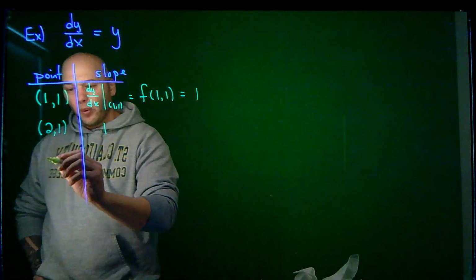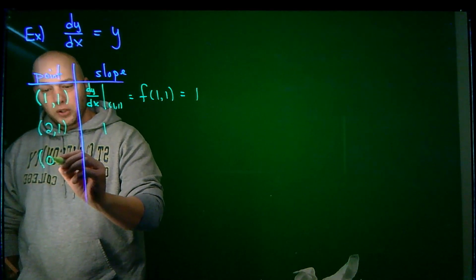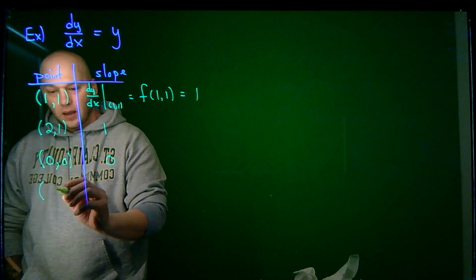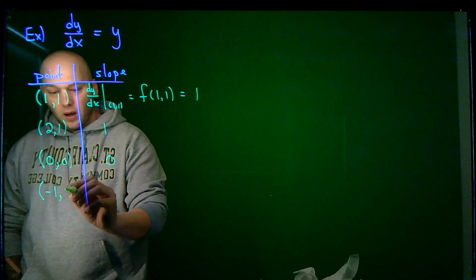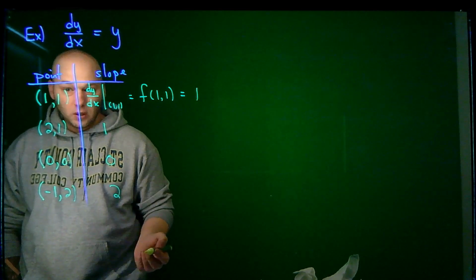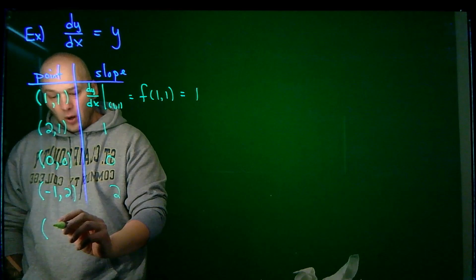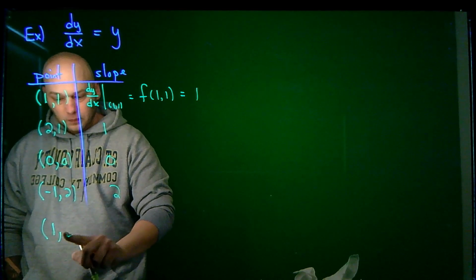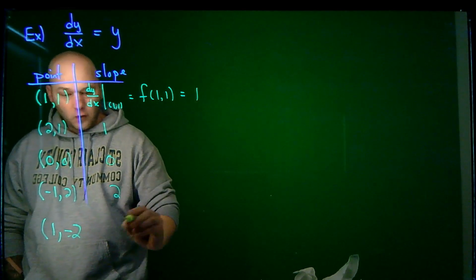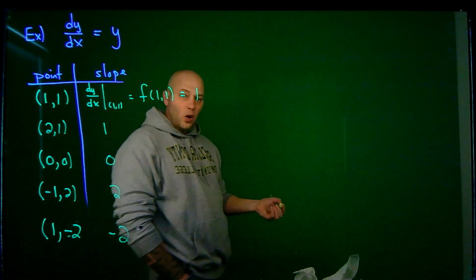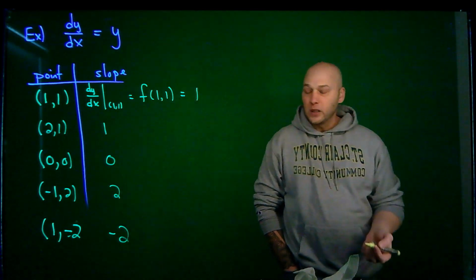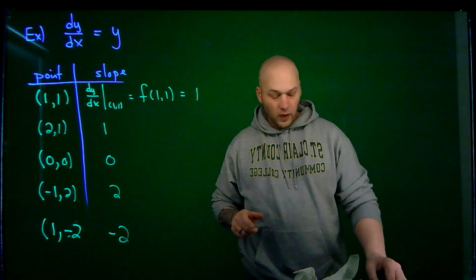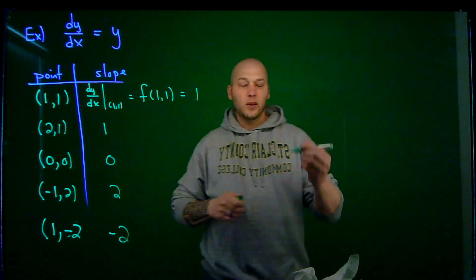Let's pick some other points here. Let's say I was to pick the origin. Slope, of course, is 0. If I pick, let's say, back 1 up 2, of course, the slope is 2. If I pick something like over 1 down 2, of course, the slope is negative 2, so on and so forth. Now, what that allows me to do is actually create this direction field fairly quickly. Let's go ahead and see what that's going to look like.